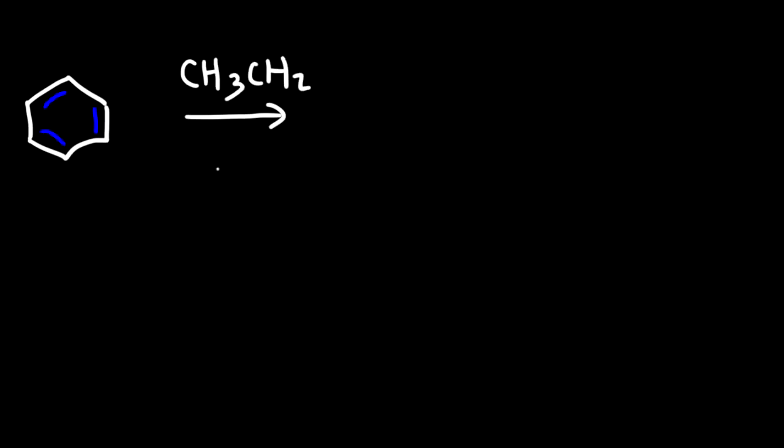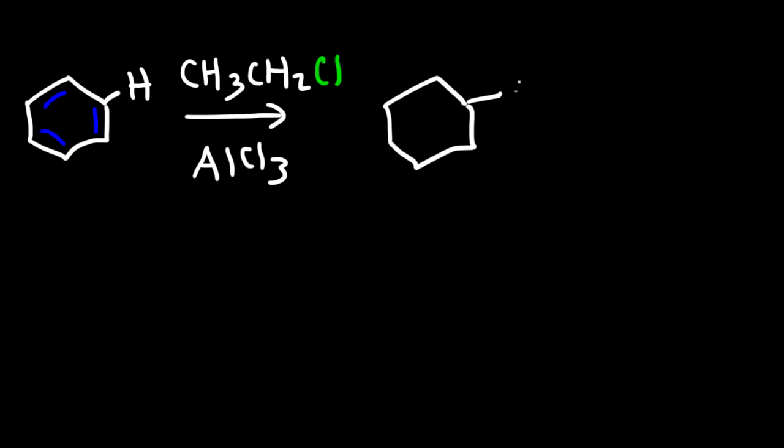So let's start with benzene. What's going to happen if we react benzene with, let's say, ethyl chloride using an aluminum chloride catalyst? What's the product of this reaction? Now you need to know that this is the Friedel-Crafts alkylation reaction. What's going to happen is we're going to replace the hydrogen with the alkyl group. The Cl is going to leave with the Lewis acid catalyst. And so we're going to get ethylbenzene as the product of this reaction.